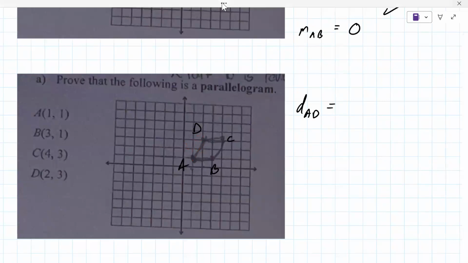So from A to D, the distance formula is 2 minus 1 squared plus 3 minus 1 squared, square rooted.